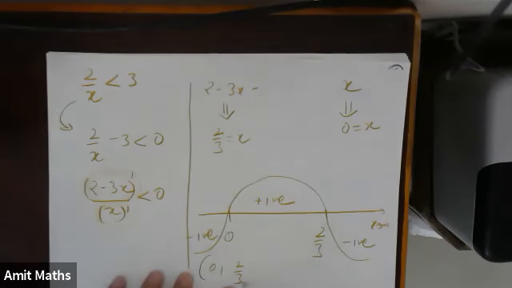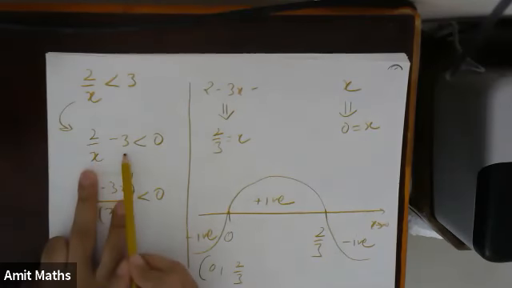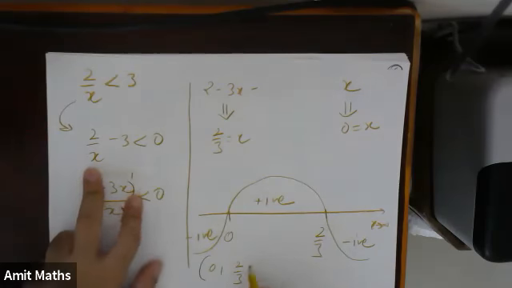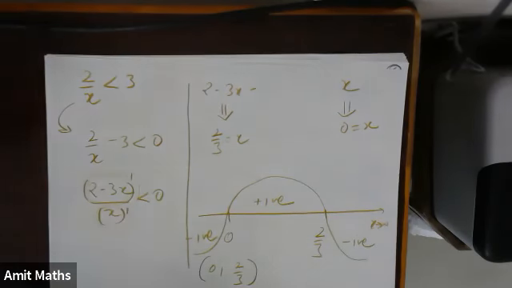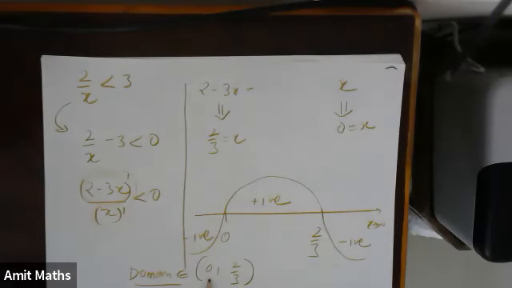Second part, I have to check for 2 by 3. Suppose I substitute 2 by 3 as x, then this will become 3 minus 3, 0. 0 is not less than 0. So that means I have to exclude 2 by 3 also. So this becomes my domain. The domain becomes 0 to 2 by 3. You should first check this, then I'll again discuss why we are getting this different.